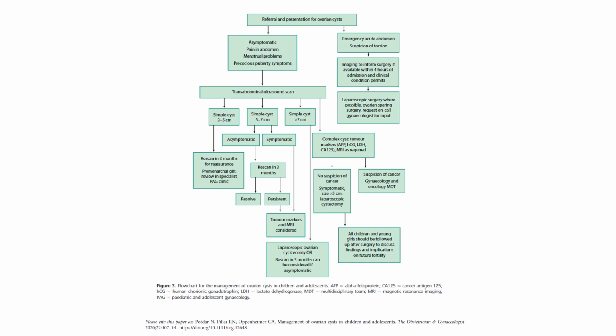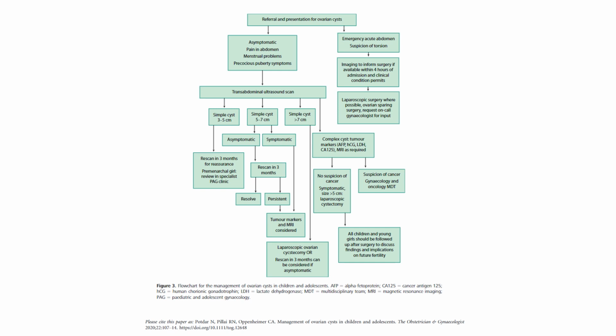If the cyst is 5 to 7 centimeters and they're asymptomatic, then rescan in 3 months. And if it resolves, fine. If it persists, then tumor markers and MRI should be done, and then based on that, you would guide further management. However, if they had a simple cyst which was 5 to 7 centimeters and symptomatic, you would then do tumor markers and MRI. You would then do laparoscopic ovarian cystectomy or rescan in 3 months if the patient is asymptomatic.